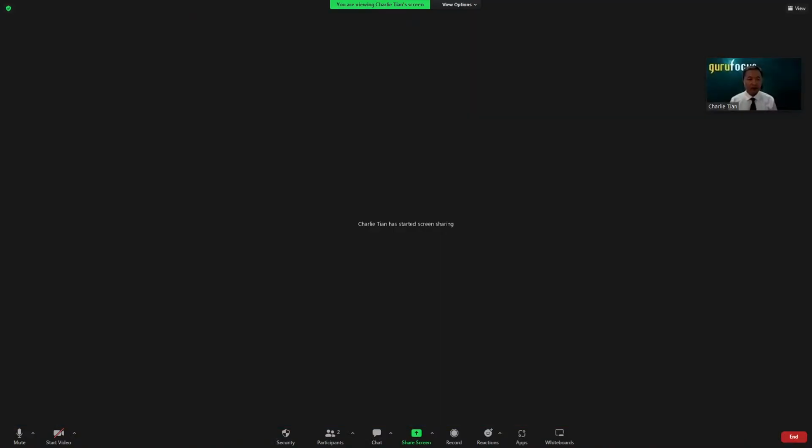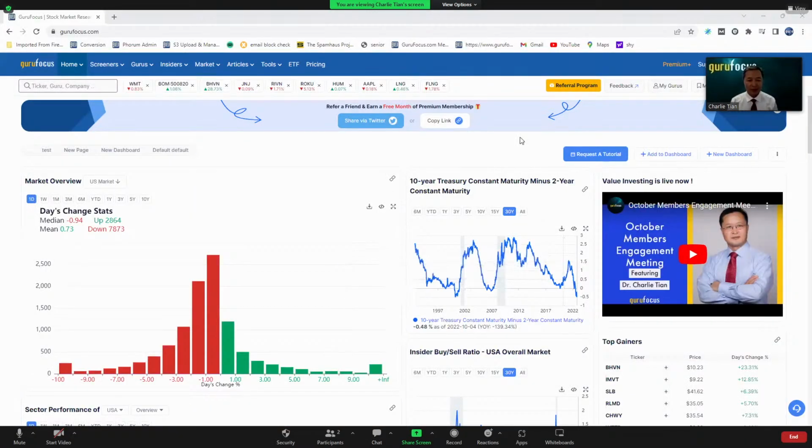And for our users, we noticed that a lot of users are checking the yield curve these days, actually. And let me share my screen with you here under Zoom. Okay, you should be able to see my screen now.